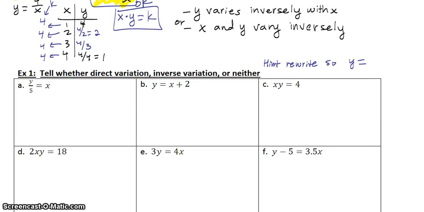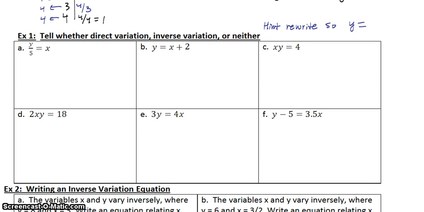So if I look at example 1, the ones that have plus signs or negative signs, immediately I know that is not either of my situations. So those ones we know are both neither, not direct or inverse. So let's figure out the other ones. Again, we want to try to get y by itself. So when I look at part A, I'm going to multiply both sides by 5.